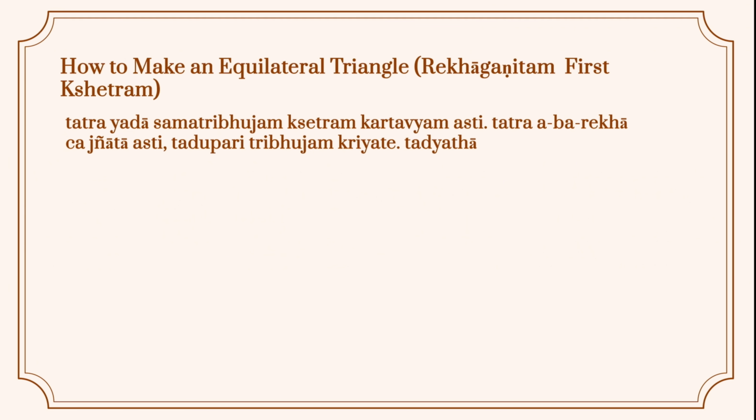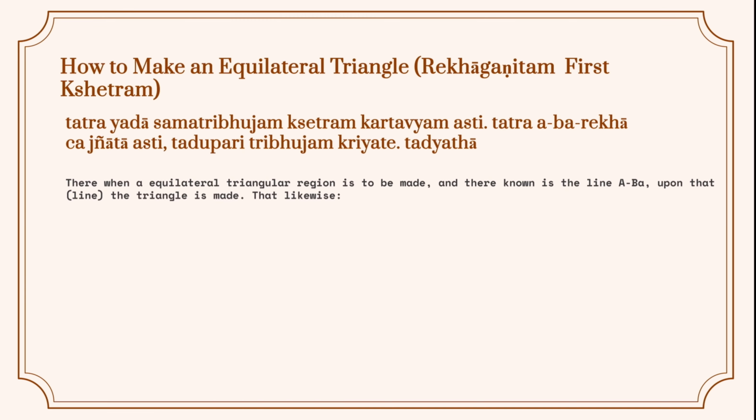Tatra yada samatribhujam kshetram kartavyamasti tatra abharekha cha jnata asti tadupari tribhujam kriyate tadyatha. There, when an equilateral triangular region is to be made and there is known the line aba, upon that line the triangle is made. That likewise. Basically start with the line aba.